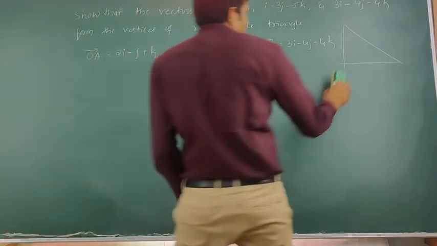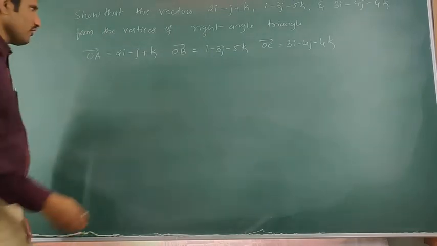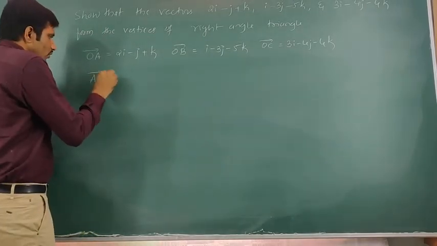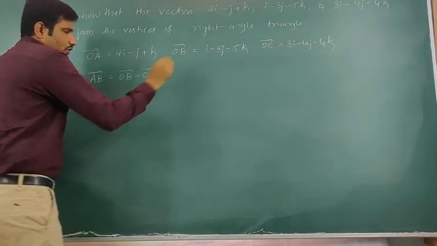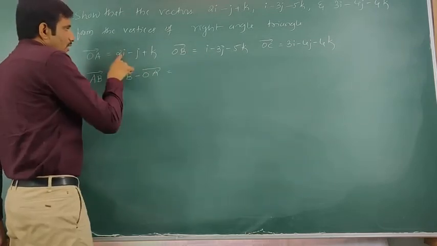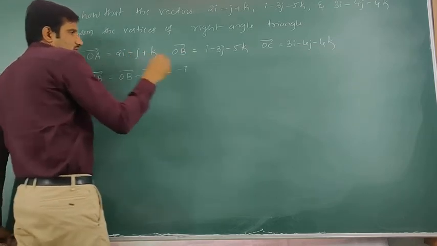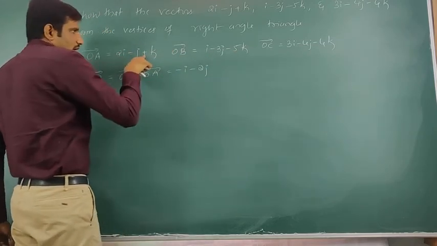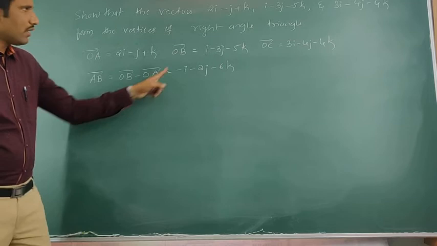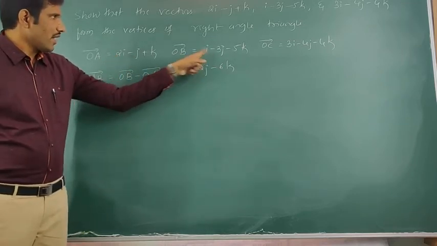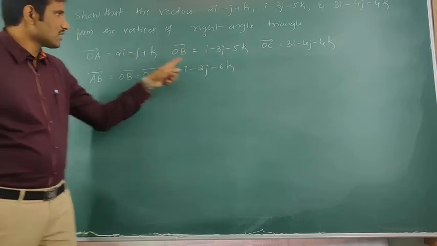Right, first find AB, BC and AC. What is the AB vector? AB is OB minus OA, position vector of B minus position vector of A. So i minus 2i is minus i, minus 3j minus of minus j is minus 3j plus j, that is minus 2j, and minus 5k minus k is minus 6k.